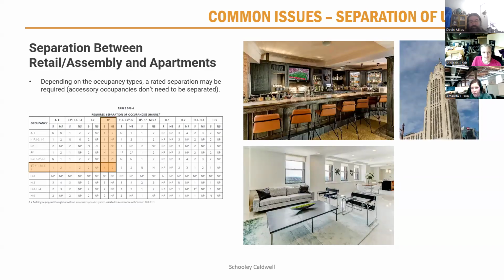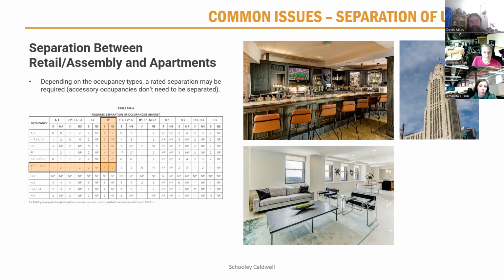So on the right is actually an example. This is Levesque Tower downtown, and it has a hotel, residential, restaurants, bars, the office, anything you can think, all within the same building. But if we remember, occupancy helps us determine how people will move through a space and evacuate a space. So what happens when you have adjacent occupancies like this? Well, depending on the occupancy types, a rated separation would be required.